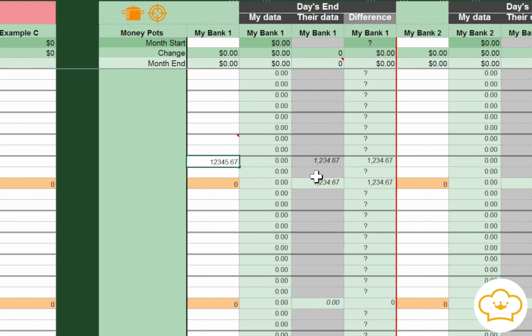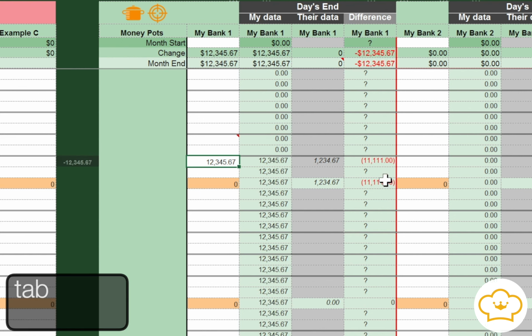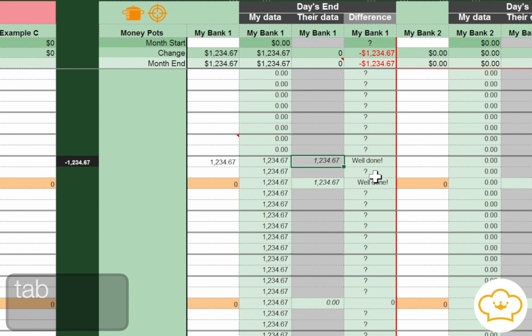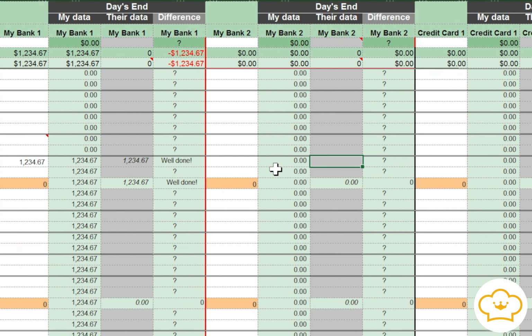That is 1234.67. And when I put it in properly, I get a little well done message that shows that I'm tracking. I'm tracking with their data, and it's well done. So Bank 2 has a balance, positive balance of 567.00, and that's where I want to start as well, at 567.00.